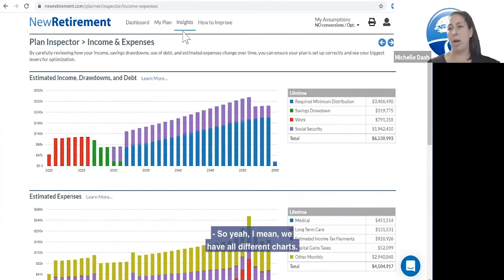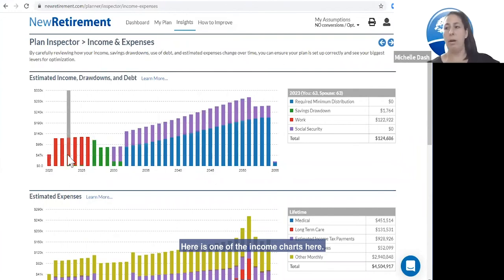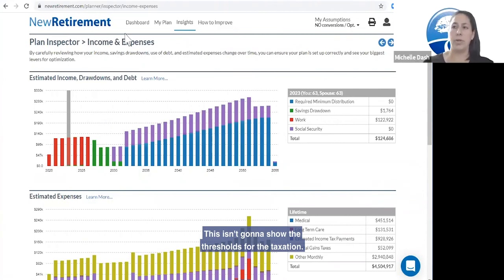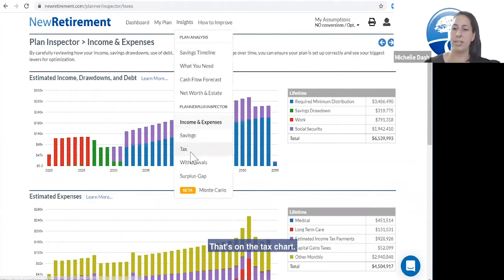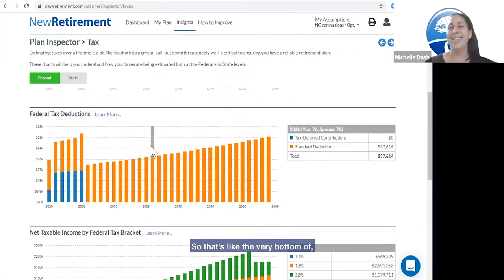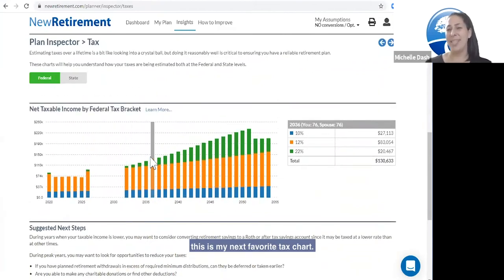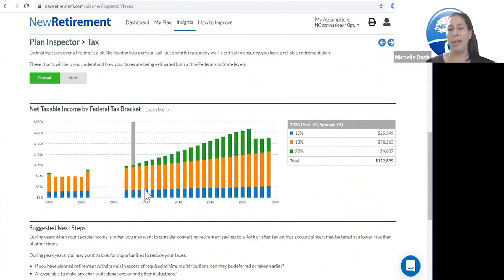So yeah, we have all different charts. Here is one of the income charts. This isn't going to show the thresholds for taxation. Yeah, that's on the text chart. So that's at the very bottom. This is my next favorite tax chart.